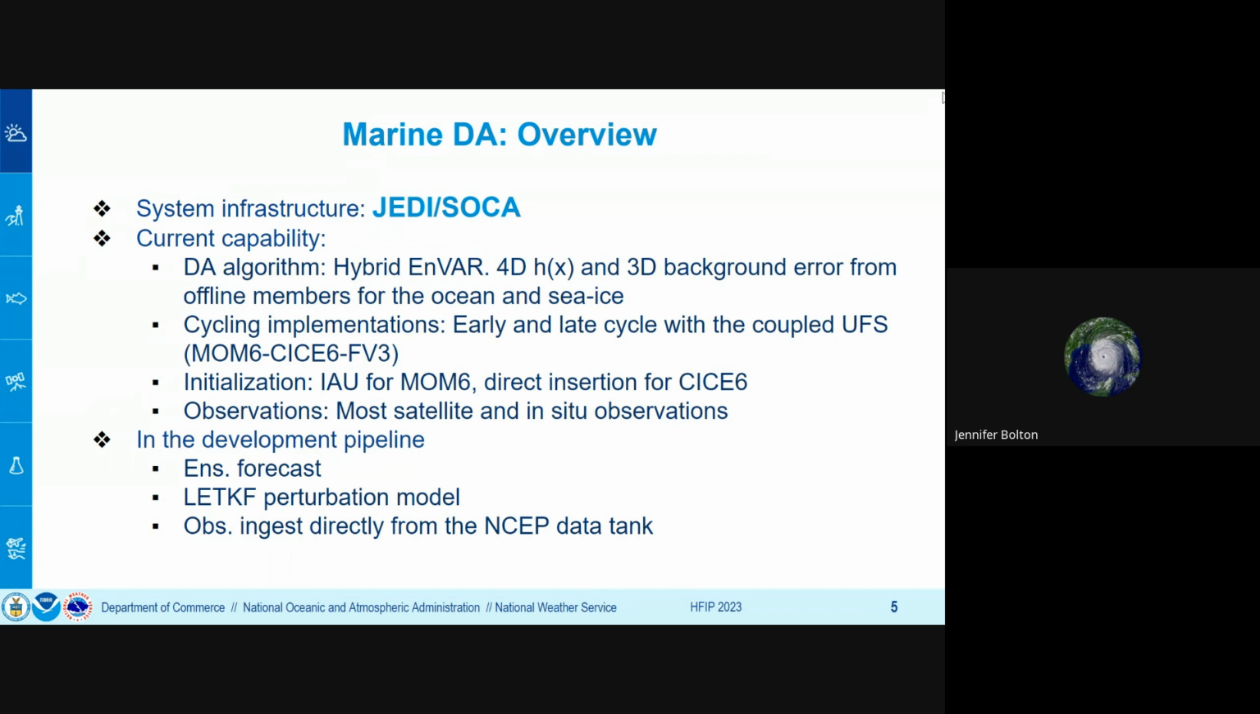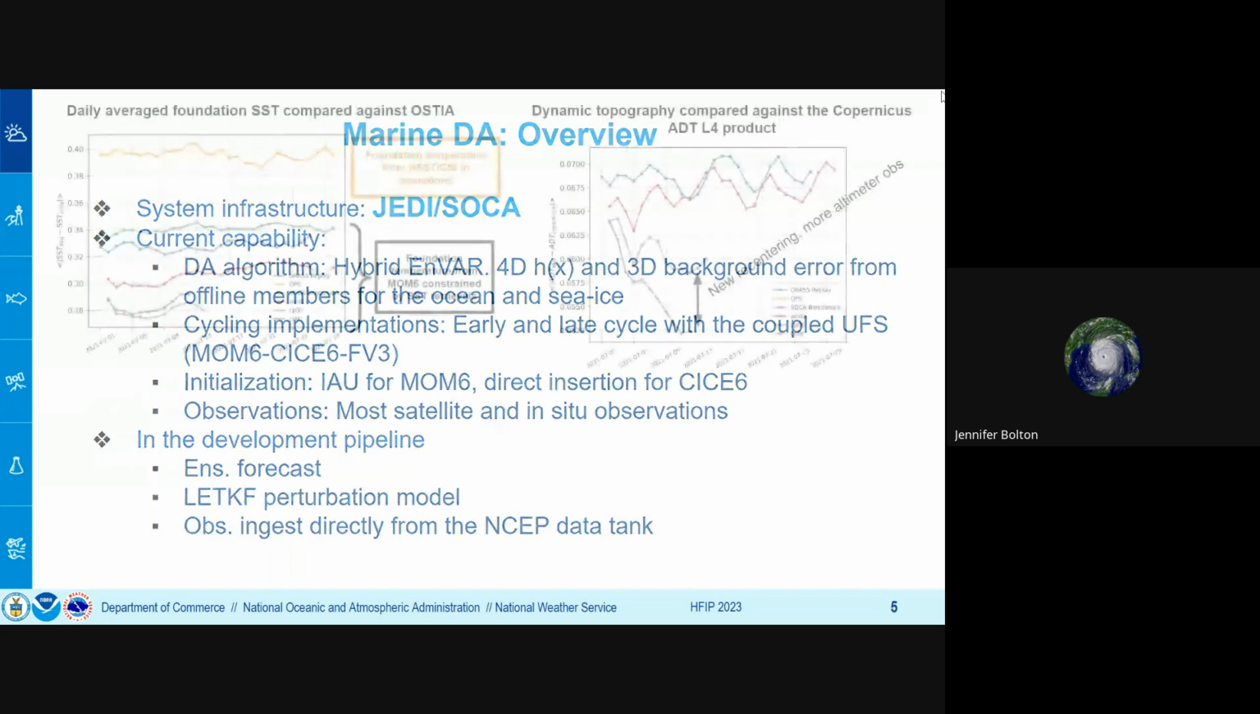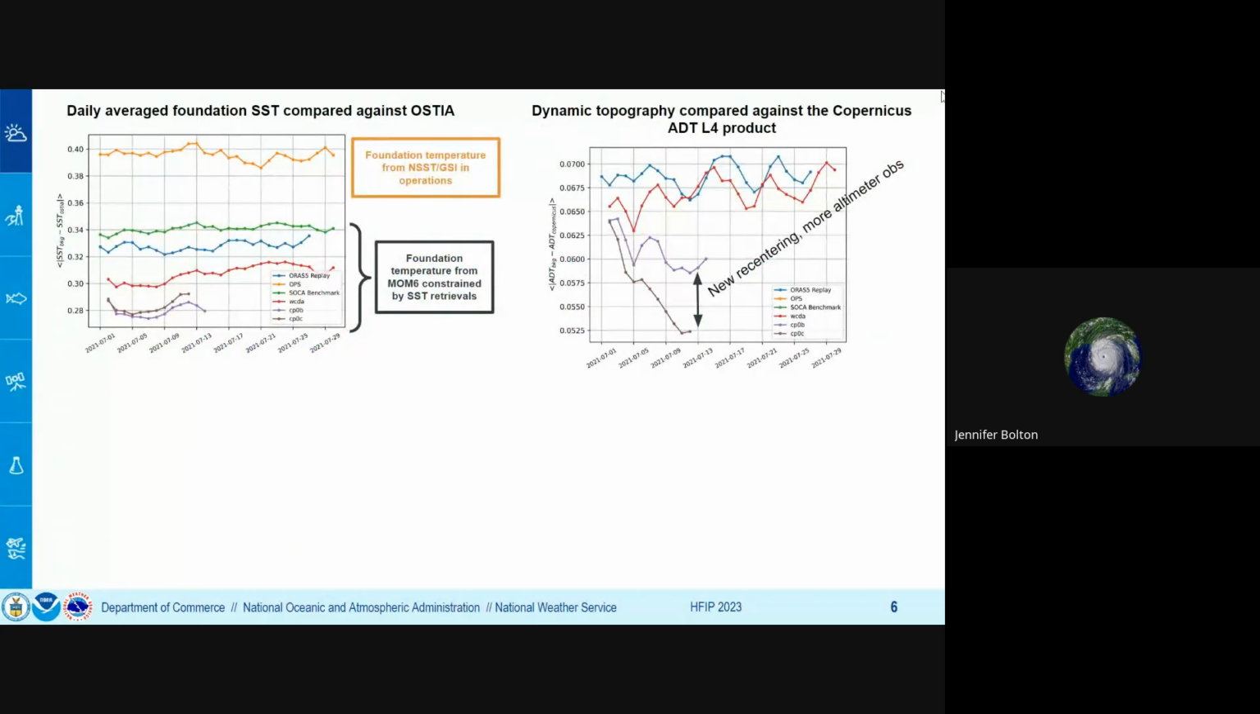So in the pipeline, obviously the ensemble forecast for the coupled system, and completion of the LETKF work so we can actually update the ensemble and create the dynamic error covariances. And right now we're using a lot of pre-curated observations, so we need to make sure we get over the finish line to connect directly to the operational data tanks. Next slide, please. So just some examples.